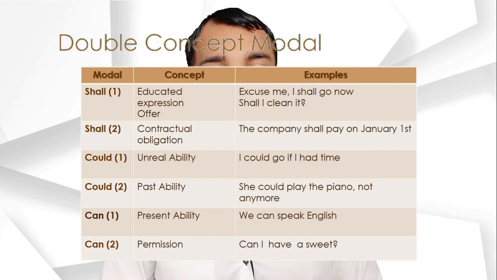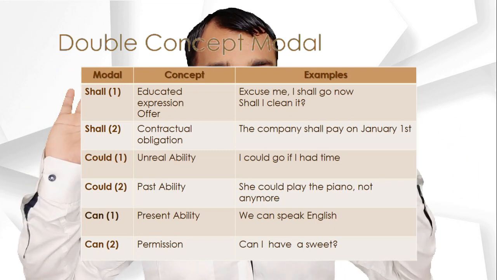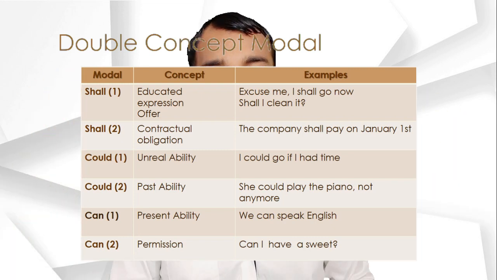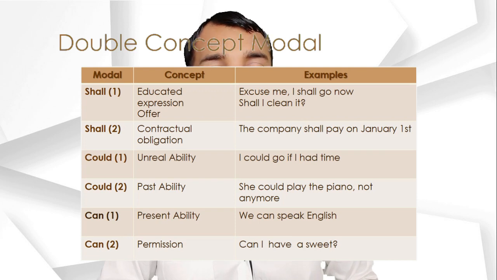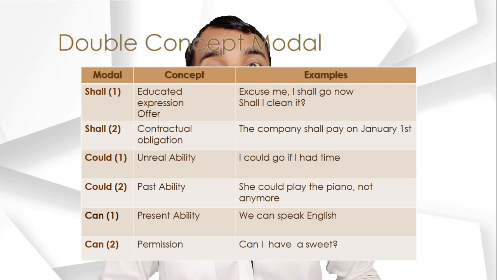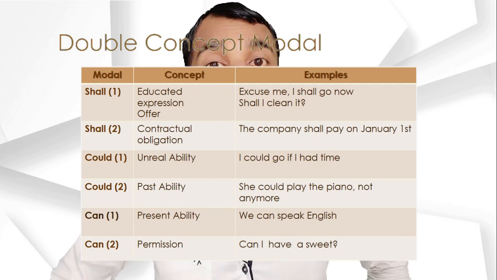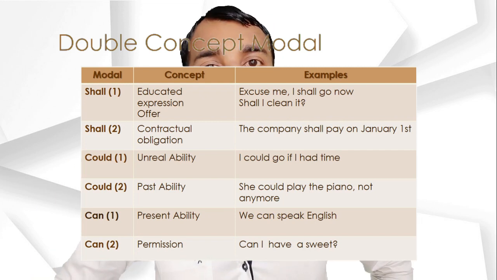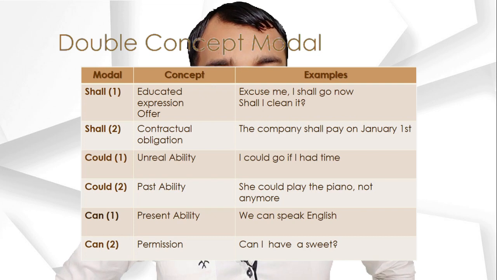So that is unreal. Then could also expresses past ability, when we were younger. She could play the piano, not anymore. I could complete my notes within minutes when I was young. So to express past ability, we use the modal could.